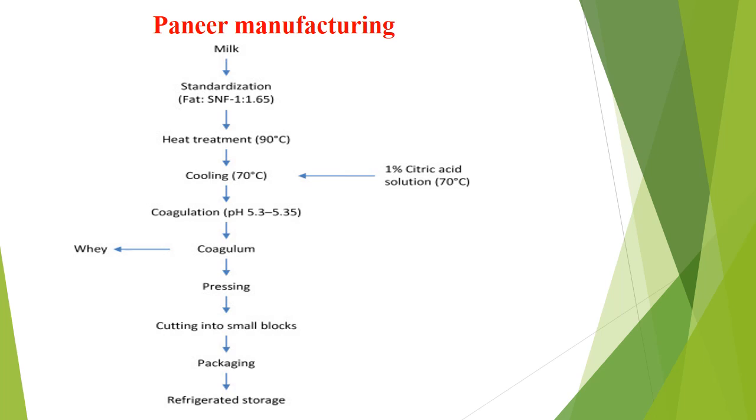So the coagulum is being separated, and this coagulum is pressed in order to remove the excess whey. This coagulum is cut into small blocks, and then it is packed and stored at refrigerated temperature in order to improve the shelf life of the product. So this is all about the manufacturing of paneer, which is an acid coagulated product.